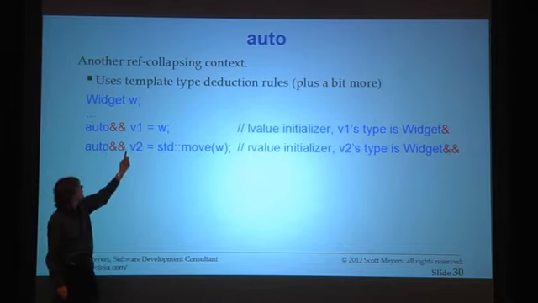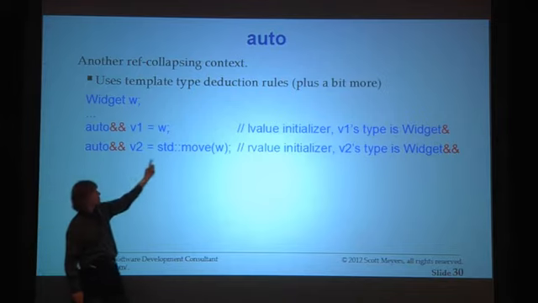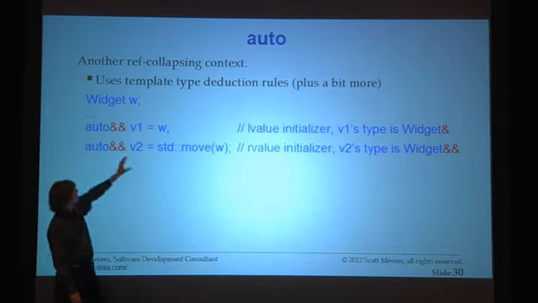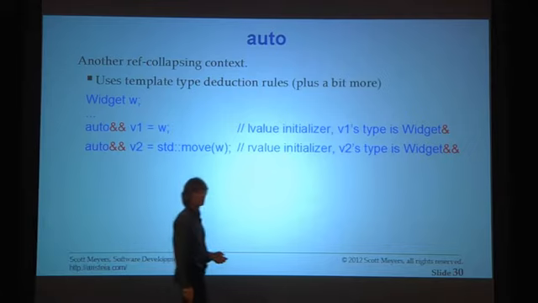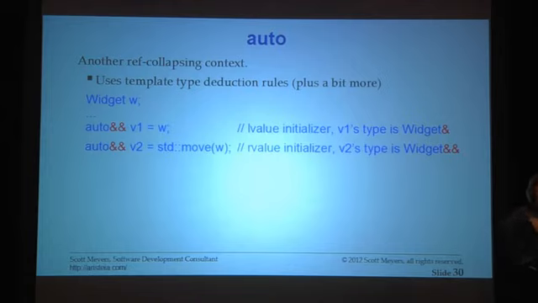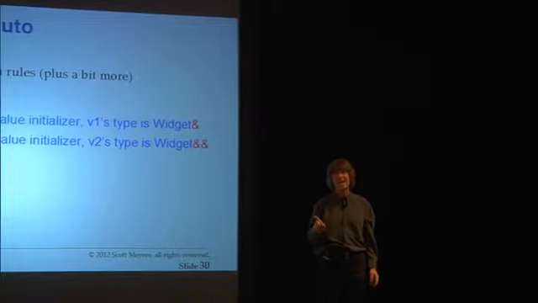Similarly, if we had a template which took a T&& parameter and it was initialized with move of w, this is an rvalue, which means this would become an rvalue reference and v2 would therefore be an rvalue reference, which is what is shown over here. So if you know how templates behave, you also know how auto behaves. That is not an accident.